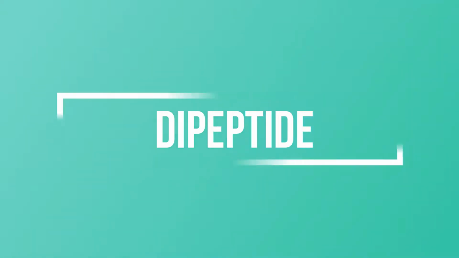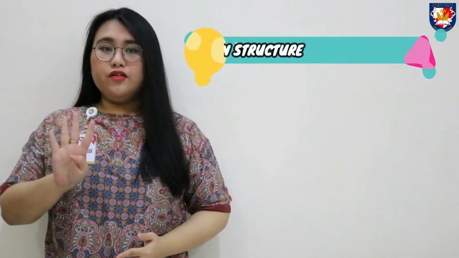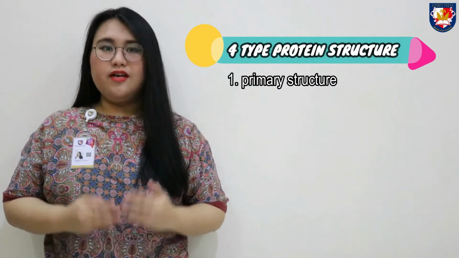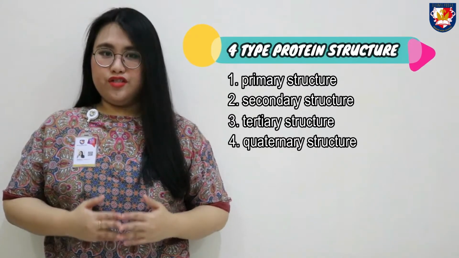A protein made of two amino acids, we call a dipeptide, while a molecule made of many amino acids, we call a polypeptide. A protein molecule may contain just one polypeptide, or it may contain two or more polypeptides, which interact with each other. There are four types of protein structures, which are primary structure, secondary structure, tertiary structure, and quaternary structure.